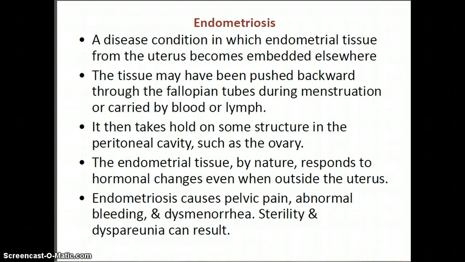If you remember general information about the endocrine system, the response to hormones has to do with various receptors on the target tissue. So the endometrial tissue is still endometrial tissue and will have the same receptors that respond to the hormone, whether it is in the normal endometrium inside the uterus or some other location. Of course it causes pelvic pain, abnormal bleeding, and dysmenorrhea, and it could cause sterility and dyspareunia, which is pain during intercourse or after.